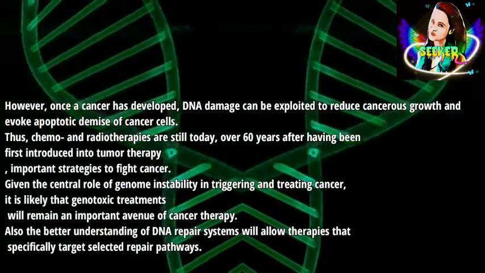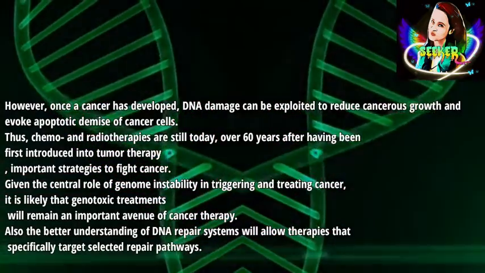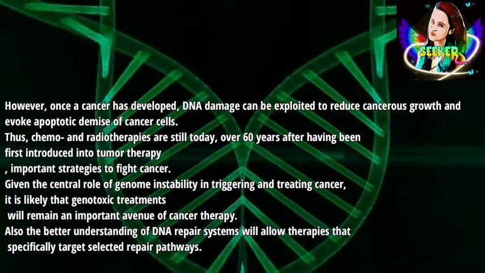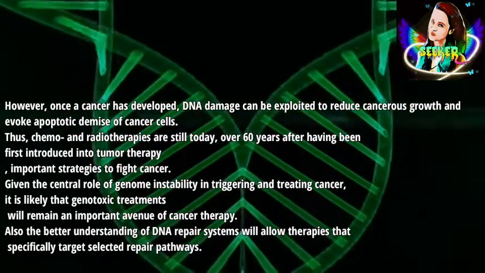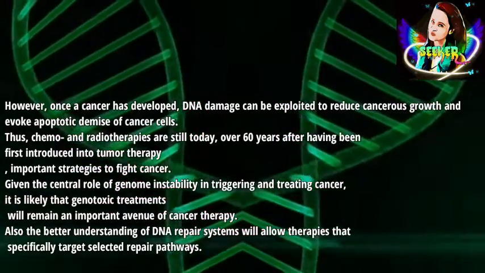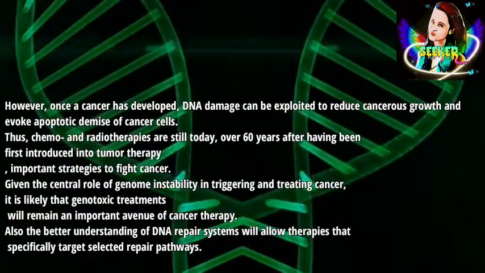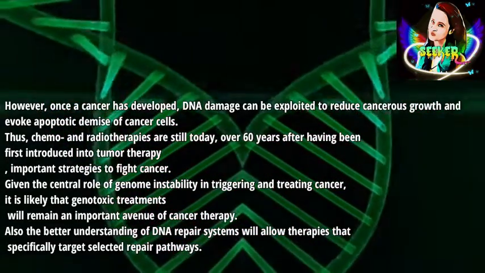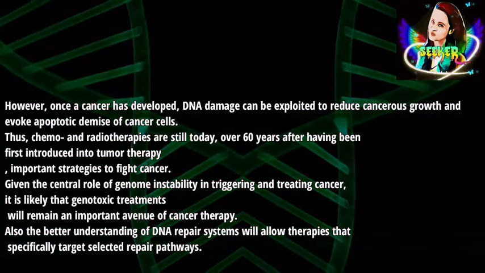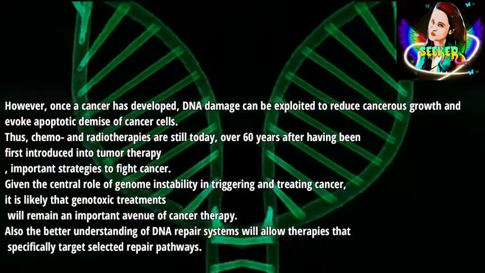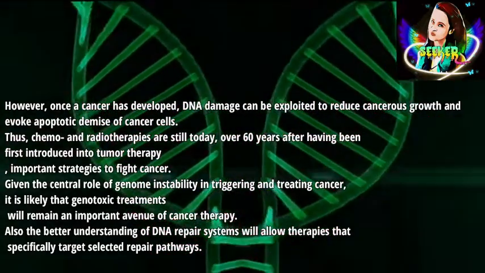However, once a cancer has developed, DNA damage can be exploited to reduce cancerous growth and evoke apoptotic demise of cancer cells. Thus, chemo and radiotherapies are still today, over 60 years after having been first introduced into tumor therapy, important strategies to fight cancer. Given the central role of genome instability in triggering and treating cancer, it is likely that genotoxic treatments will remain an important avenue of cancer therapy.